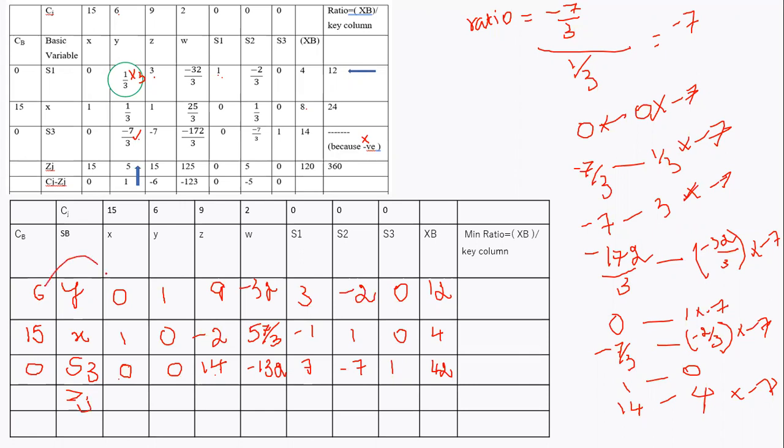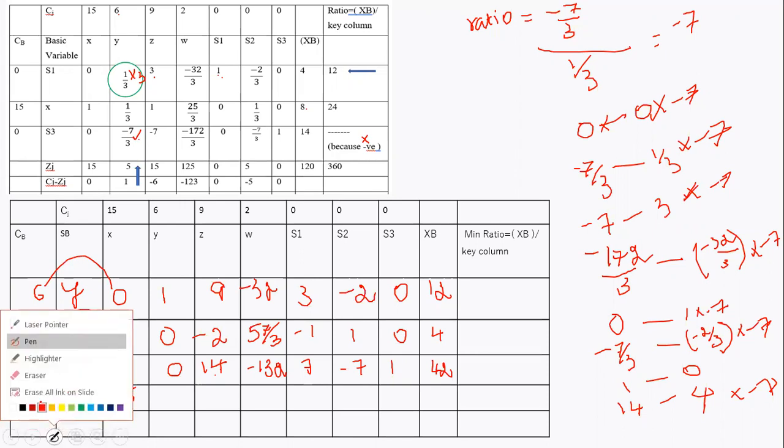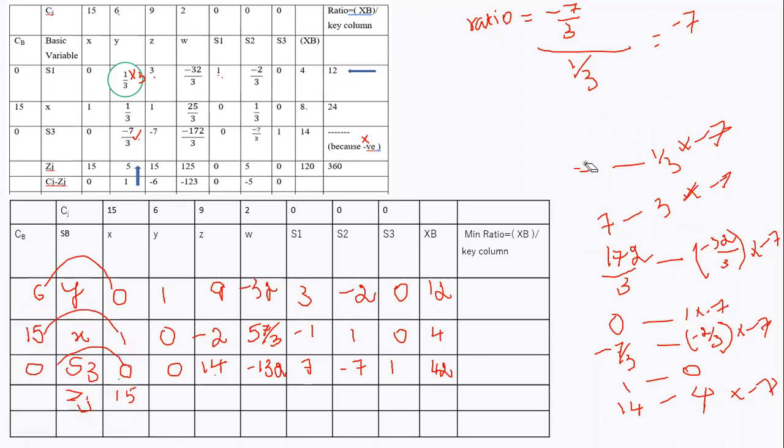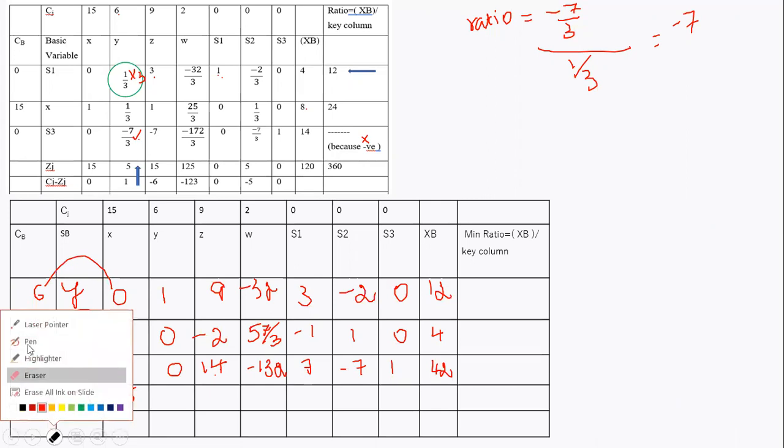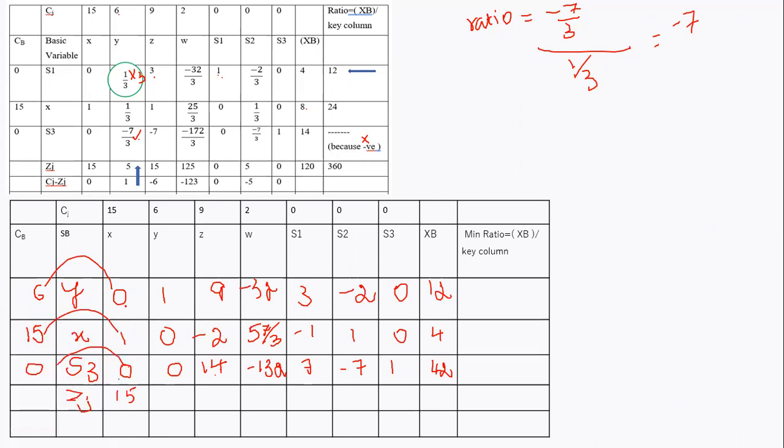So it goes like this, 6 into 0 plus 15 into 1 plus 0 into 0. So therefore here we get 15. So similarly, 6 into 1 and other elements are zeros. So therefore 6 into 1, we will be getting it as 6.